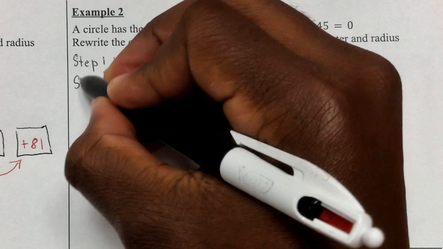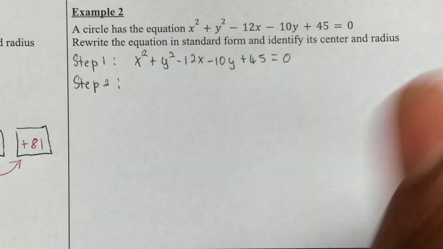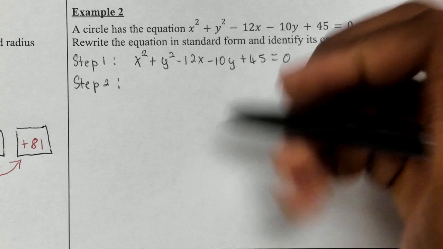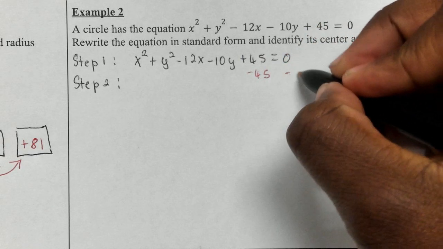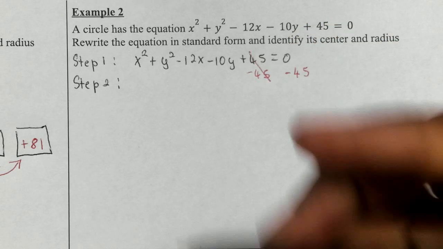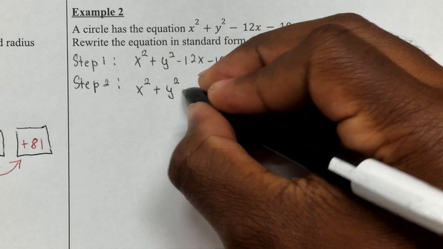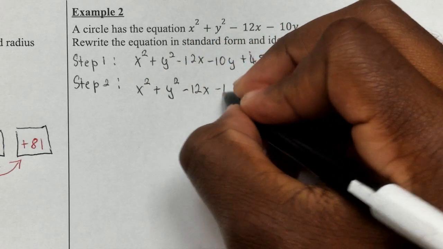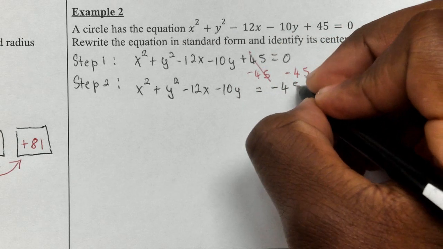Now for the second step, we need to move the constant to the other side. So how do I move a positive 45 to the other side? By subtracting 45 on both sides of the equation. Now they cancel, and I would have x squared plus y squared minus 12x minus 10y equal negative 45.